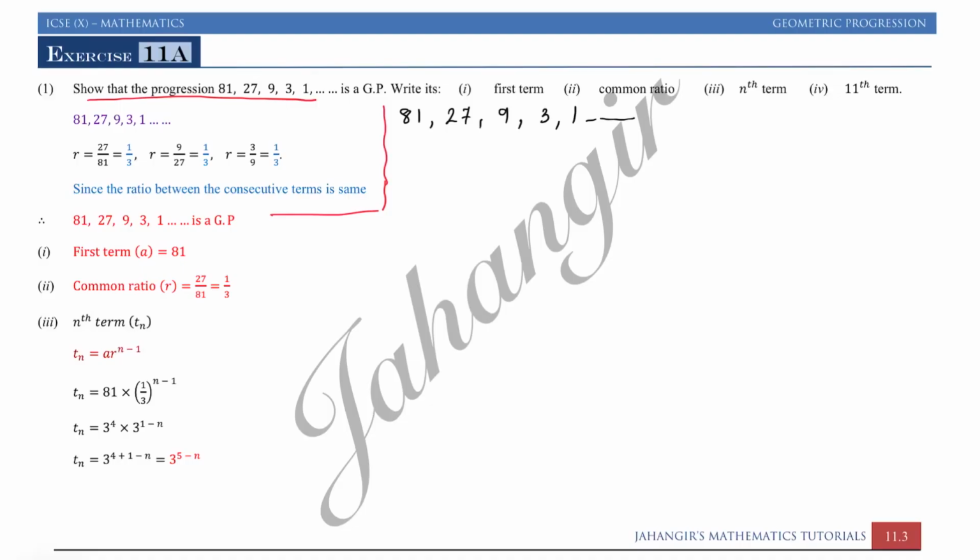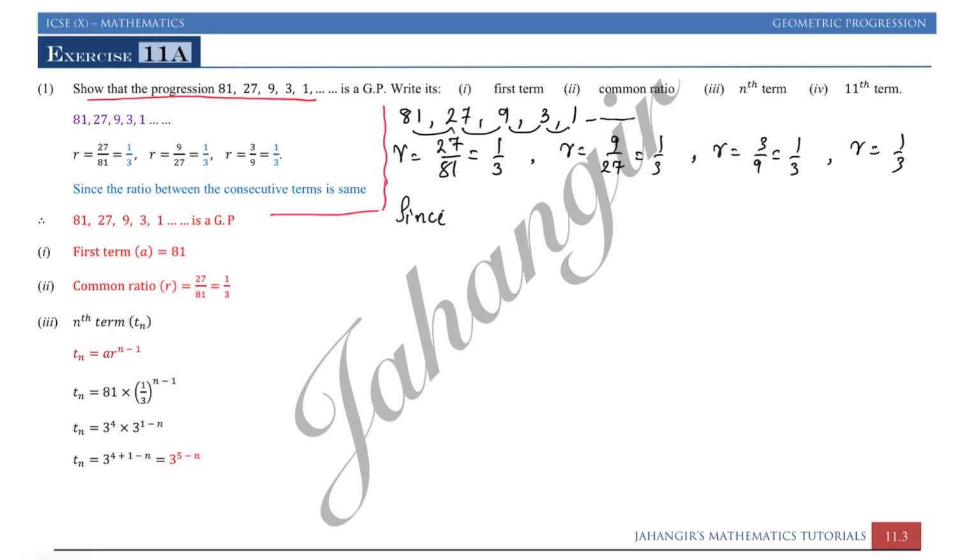Now to show it is a GP, we have to show the ratio between the consecutive terms is the same. So we can say R is equal to 27 upon 81, that is 1 by 3. Again I can say R is equal to 9 upon 27, that is 1 by 3. R is equal to 3 by 9, that is equal to 1 by 3. And lastly R is equal to 1 by 3. If you see R in each case, it is second term upon first term, third term upon second term, fourth term upon third term, and fifth term upon fourth term. In all cases we get the same R. R is the ratio between the consecutive terms.